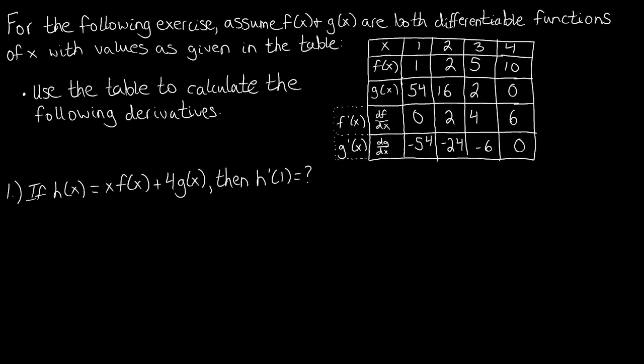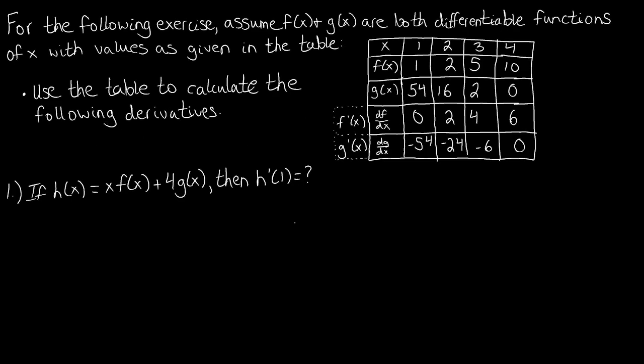d f over d x translates to the derivative of f with respect to x. It's just a different symbolic way of writing f prime of x. So this is the derivative of f with respect to x, similarly as this is the derivative of g with respect to x. Okay? So in that same way, f prime of 3 is 4, and g prime of 4 is 0. So we can see how this table is kind of working, depicting the different values. So we're going to use this table given to calculate the following derivatives that were given.